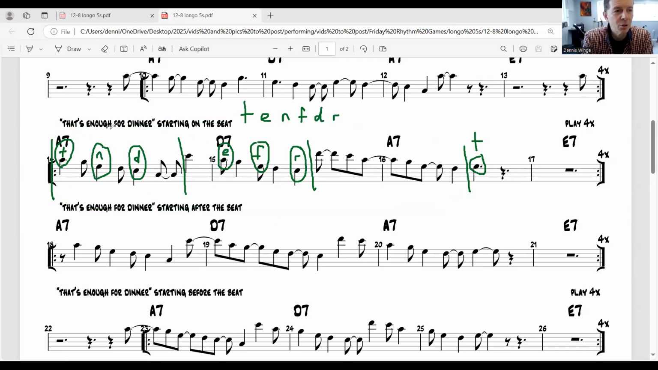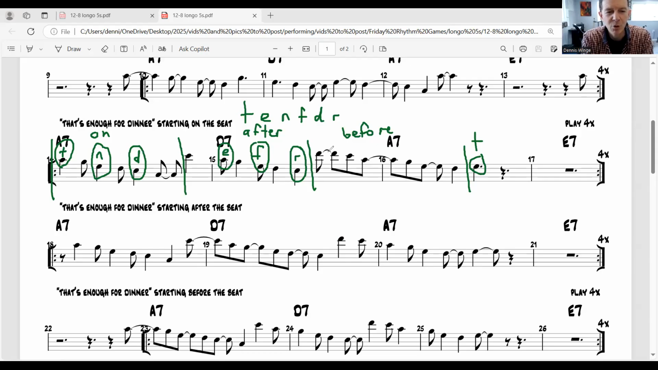And it's good to know that here's your on cycle, and here's your after cycle, and here's your before cycle. And so you could see that the 3 hits line right up starting on the first beat of the on, and then like the 2nd note of the after, and then there's none in the before.